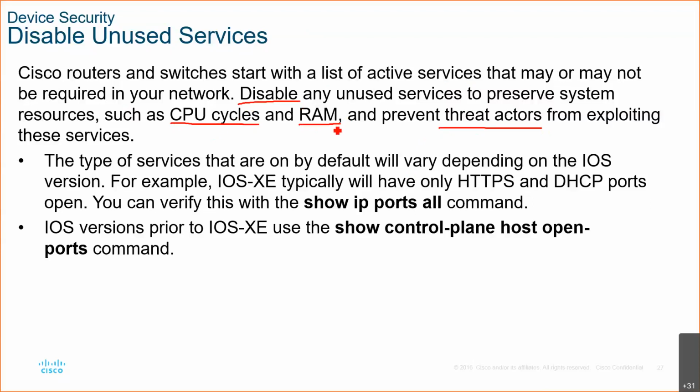An example they're giving you: IOS XE, the Internetwork Operating System, will have only the HTTPS and DHCP ports. You can verify this by giving this command. IOS versions prior to IOS XE use the show control plane host open ports command. Those ports you can close, so others cannot access those ports on your internetworking devices.